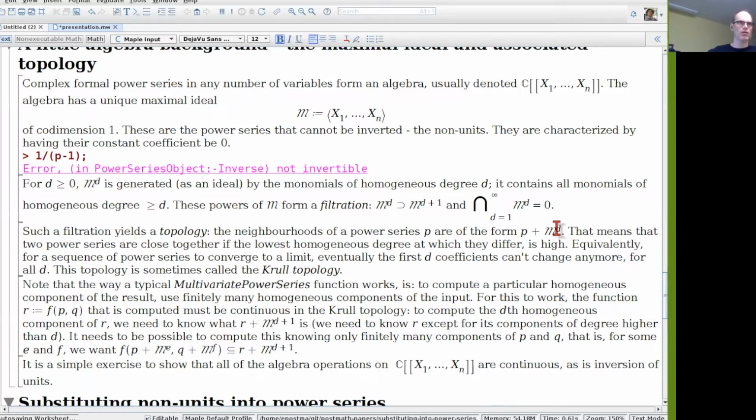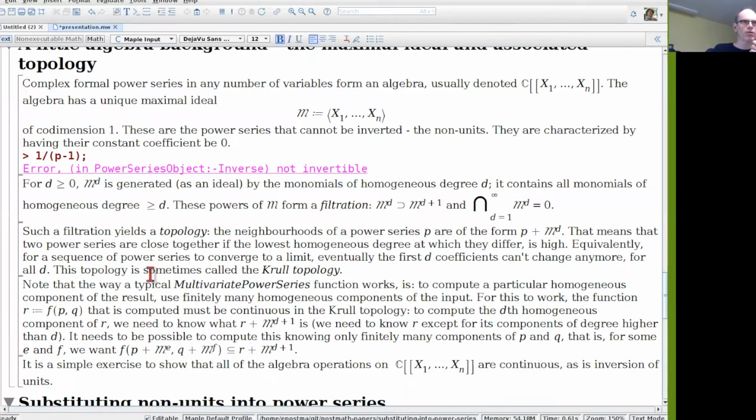Rephrasing it again, if you have a sequence of power series, if you want it to converge to a limit, then eventually the first d coefficients have to be constant. They can't change anymore as you continue along this sequence of power series. And that has to be true for all d. And the name that is sometimes associated with this topology is Krull, the Krull topology. I think he was German.